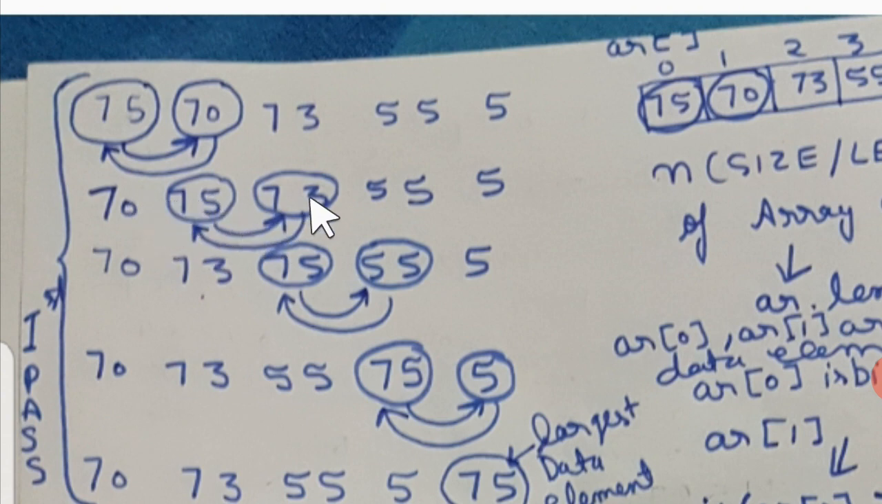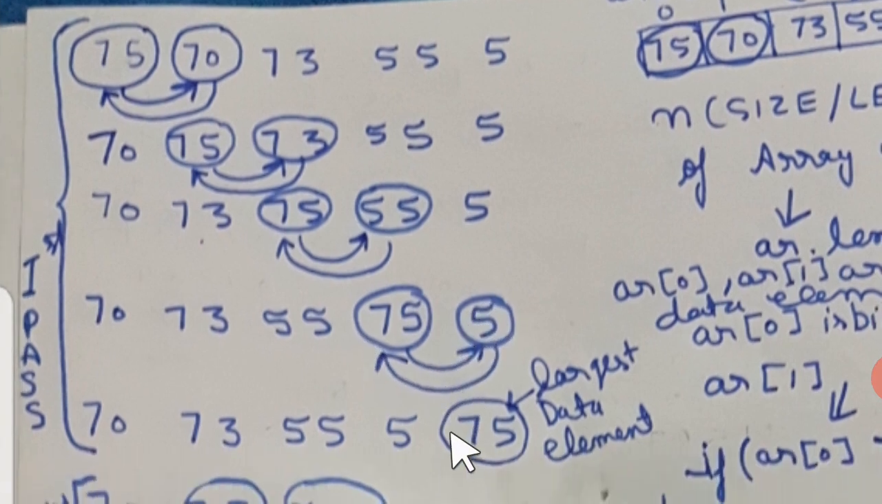Now the second comparison, 75 and 73, again the condition is true. 73 is smaller, 75 bigger, so we swap. 73 is here, 75 is here. Now 75 and 55 are compared, so 55 will be here and 75 will be here. Swapping is done. After that, the fourth comparison, 75 and 5, so 5 will be here and 75 will be here. You can see after performing this, the largest data element has reached its destination. Students, 75 has reached its proper position in the array. That is the largest data element.